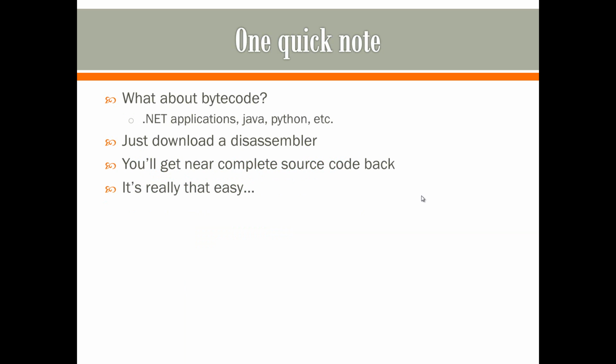And one quick note before we finish up, what about bytecode? So everything we focused on has been compiled binary applications. What about .NET? What about Java and Python and other languages that produce bytecode? Well, I kid you not, just download a disassembler. You can download a .NET disassembler, you can download a Java disassembler, and you get almost complete source code back. In most cases, it will compile just fine. You're going to lose pieces of information like variable names, but you get back pretty much source code. It's crazy. I mean, you just run it through a program and you're done. It really is that easy. And there are some obfuscators out there, but there are some deobfuscators. It's like everything else.